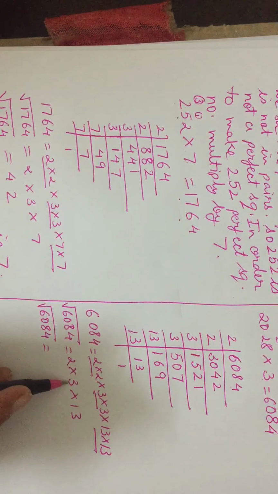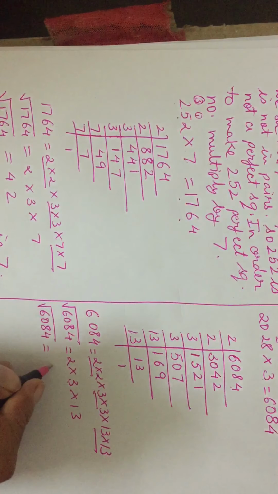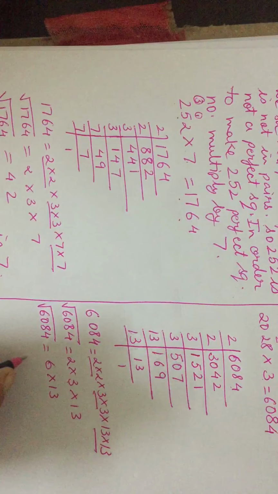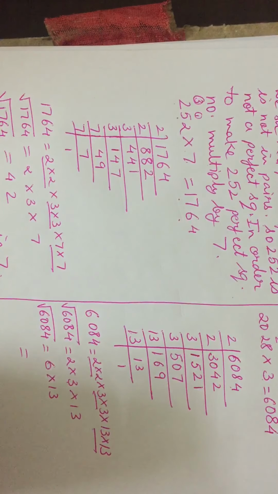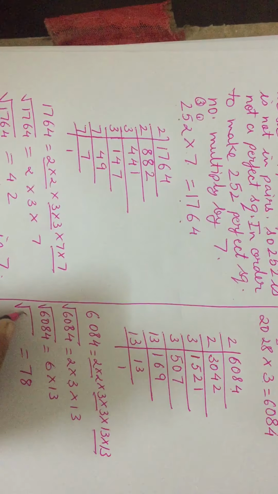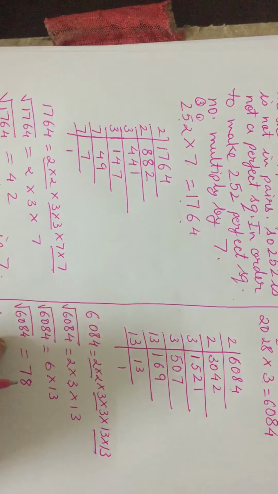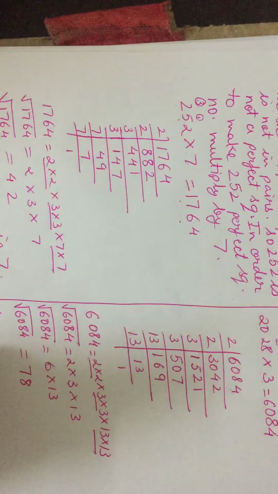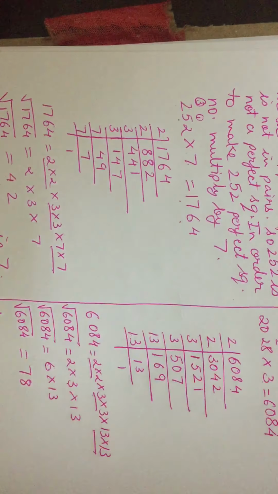2 threes are 6. 6 multiplied by 13. Is that clear? And 13 sixes are 78. So the square root of 6084 is 78. And you will write the answer as usual. The smallest number to be multiplied is 3 and the square root of 6084 is 78. Thank you.